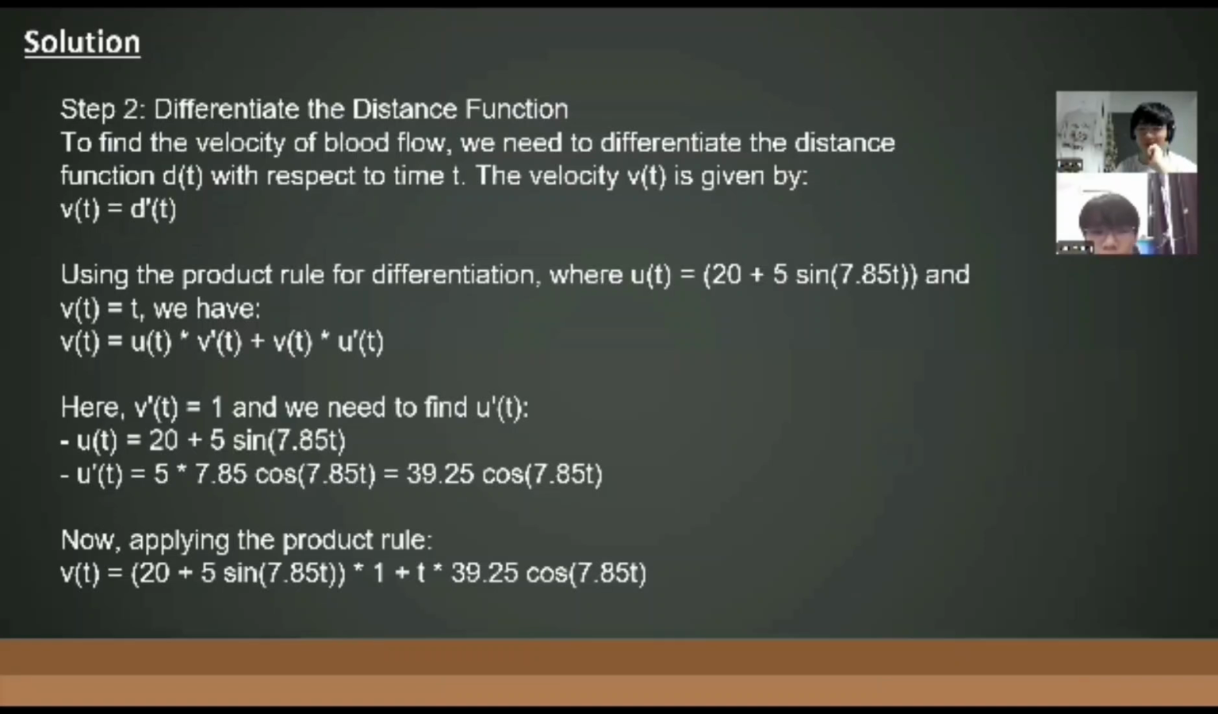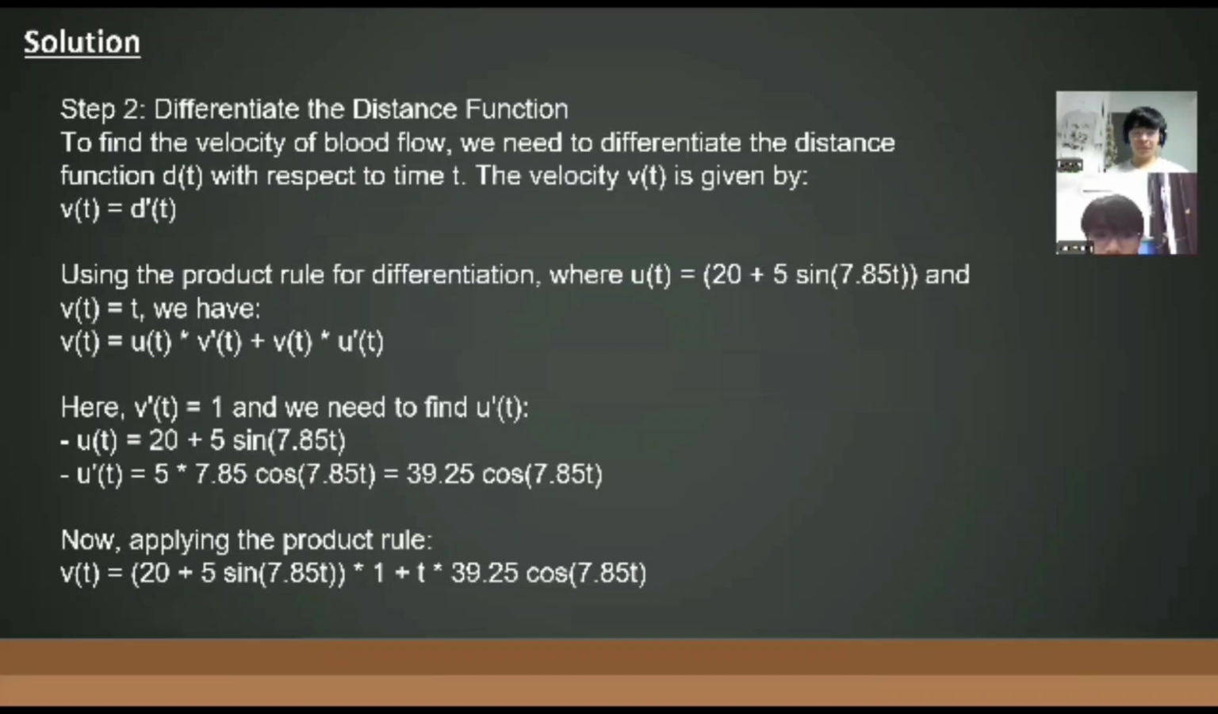Step 2, we need to differentiate the distance function. We differentiate the distance function d(t) with respect to time t. The velocity v(t) is given by v(t) = d'(t).